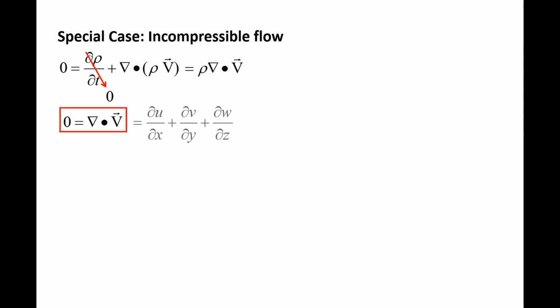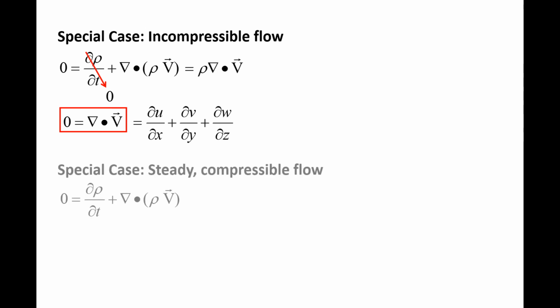There are a couple special cases that arise frequently in fluid dynamics. The first case that we will examine is incompressible flow, in which the density does not change significantly in the region of interest. This means that the time rate of change of density is equal to 0. Additionally, the density can be pulled out of the dot product since density does not vary in space. Dividing both sides by density, we find that the divergence of the velocity field is equal to 0 for incompressible flows. If we expand the divergence of velocity, we obtain that the sum of partial u partial x, partial v partial y, and partial w partial z is equal to 0.